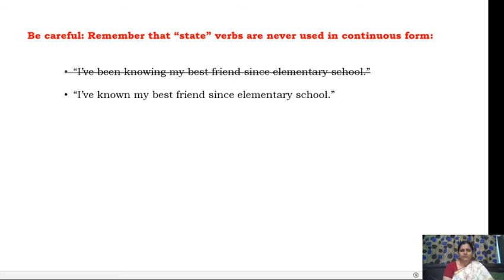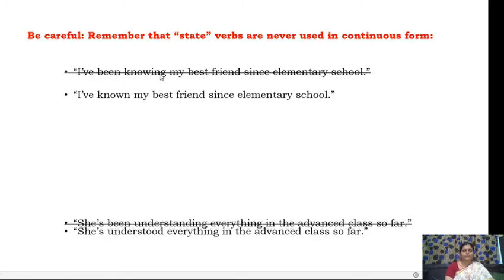Remember, the state verbs are never used in continuous forms. Like, "I have been knowing my best friend since elementary school." Knowing, this "know" is not an action word, of course. It indicates some state. So, "I have known my best friend since elementary school." We should not use such words in continuous form.